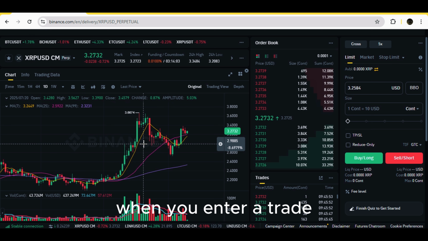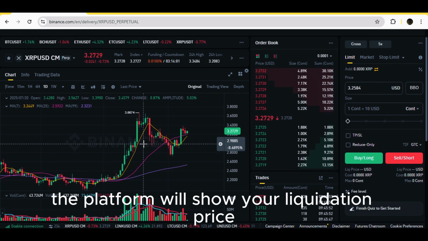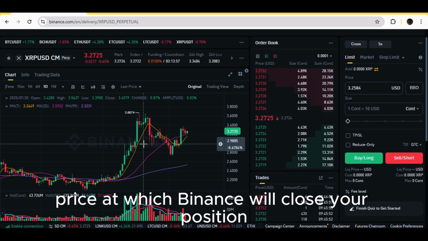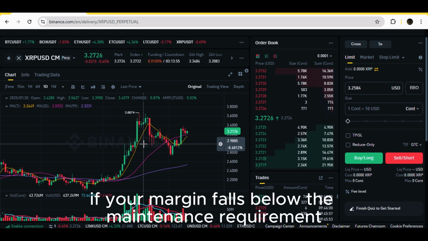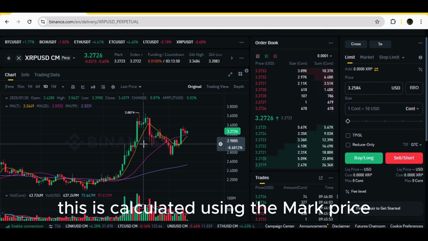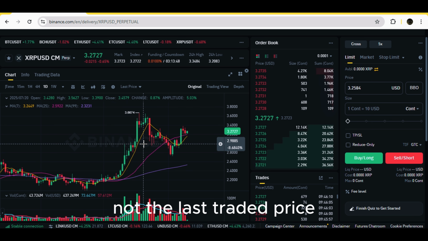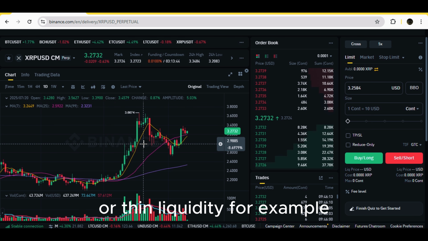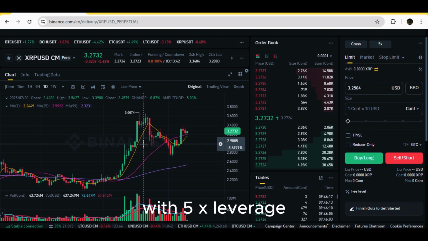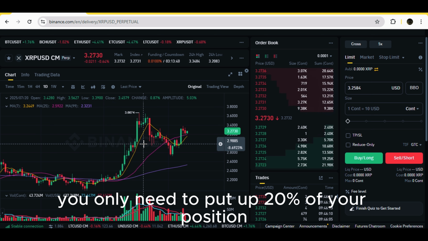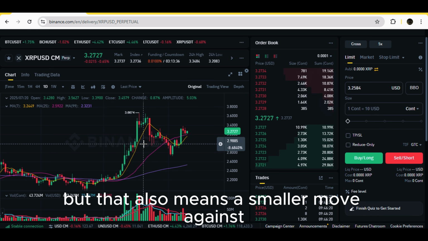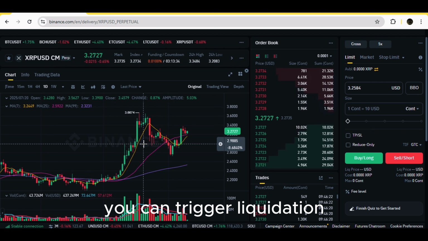When you enter a trade, the platform will show your liquidation price, which is the price at which Binance will close your position if your margin falls below the maintenance requirement. This is calculated using the mark price, not the last traded price, to prevent unfair liquidations during quick wicks or thin liquidity. For example, with 5x leverage, you only need to put up 20% of your position value as collateral, but that also means a smaller move against you can trigger liquidation.